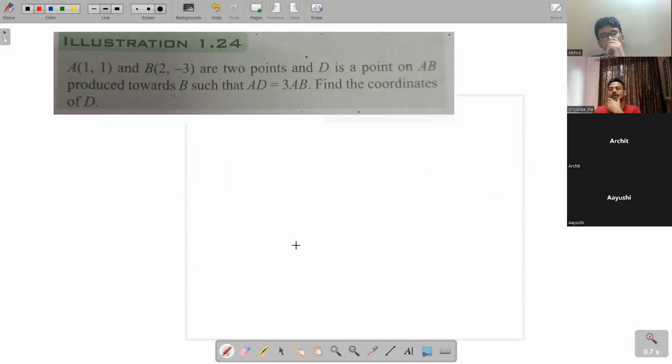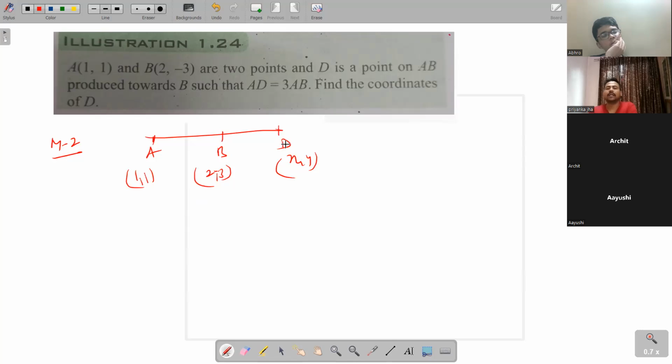Sometimes we do not feel comfortable with external division, so we'll use the concept of internal division. How? See, A, B, D. A is (1, 1), B is (2, -3), and D is (x, y). We can say that D is dividing AB externally. We can also say now B is dividing AD internally.